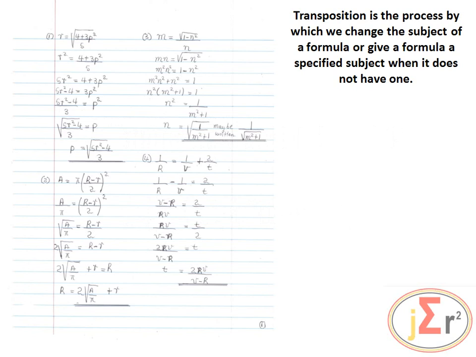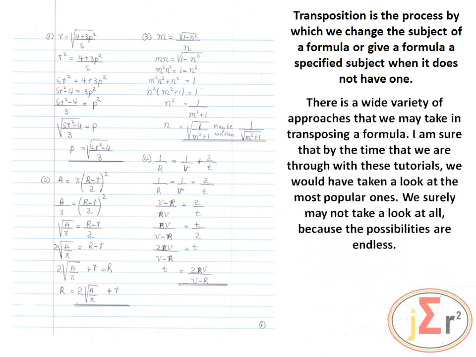Transposition is a process by which we change the subject of a formula or give a formula a specified subject when it does not have one. There is a wide variety of approaches that we may take in transposing a formula. I am sure that by the time we are through with these tutorials, we would have taken a look at the most popular ones. We surely may not take a look at all, because the possibilities are endless.